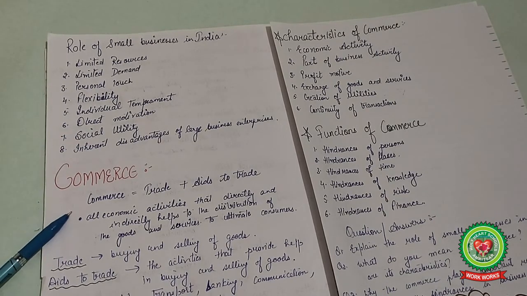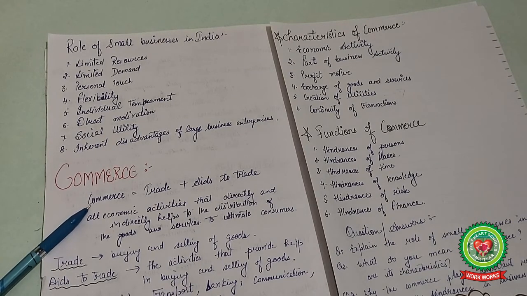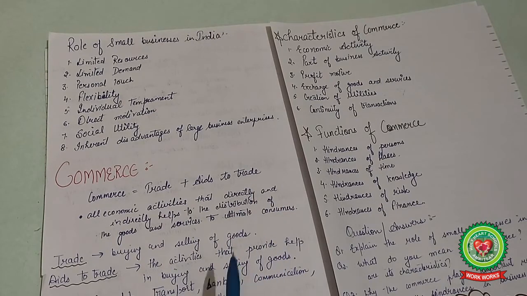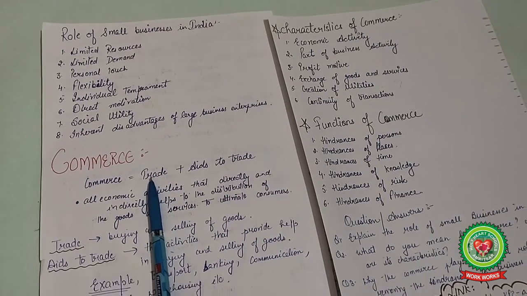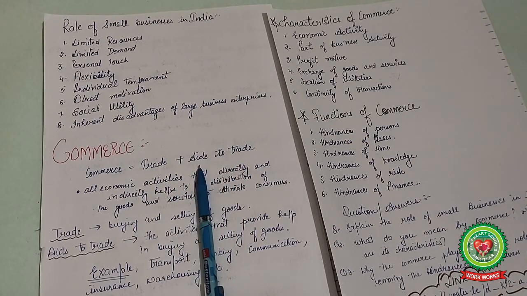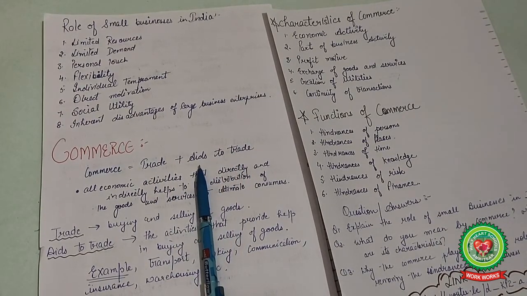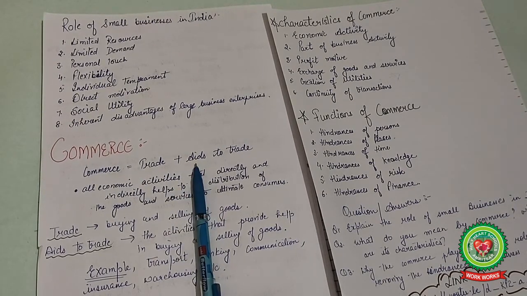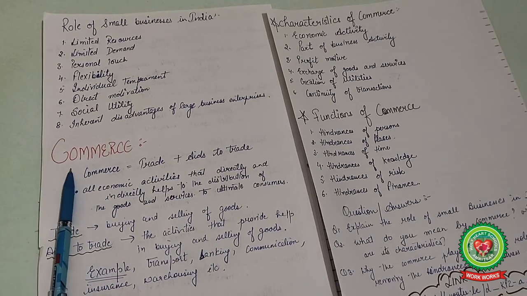So next one is commerce. Commerce means trade plus aids to trade. Trade means buying and selling of goods and services, and aids to trade includes the auxiliaries or the activities that provide help to the buying and selling of goods and services. Then it is included in commerce.